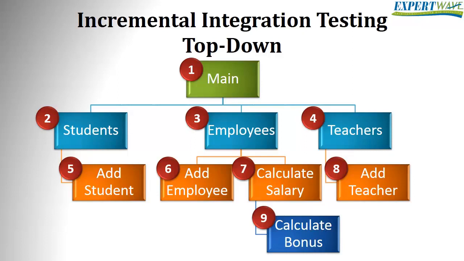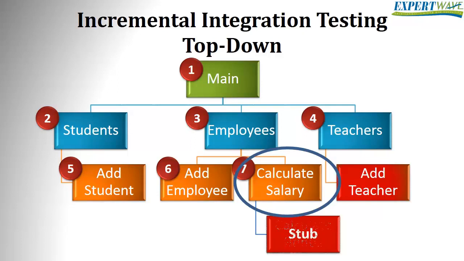If we assume the situation where we have just built component 7, top-down integration testing requires that all the interactions with component 7, calculate salary, are tested, but component 9 is not ready yet. Still we want to test component 7. Then what do we need to do here? Yes, correct. We will create a stub instead of component 9, calculate bonus.